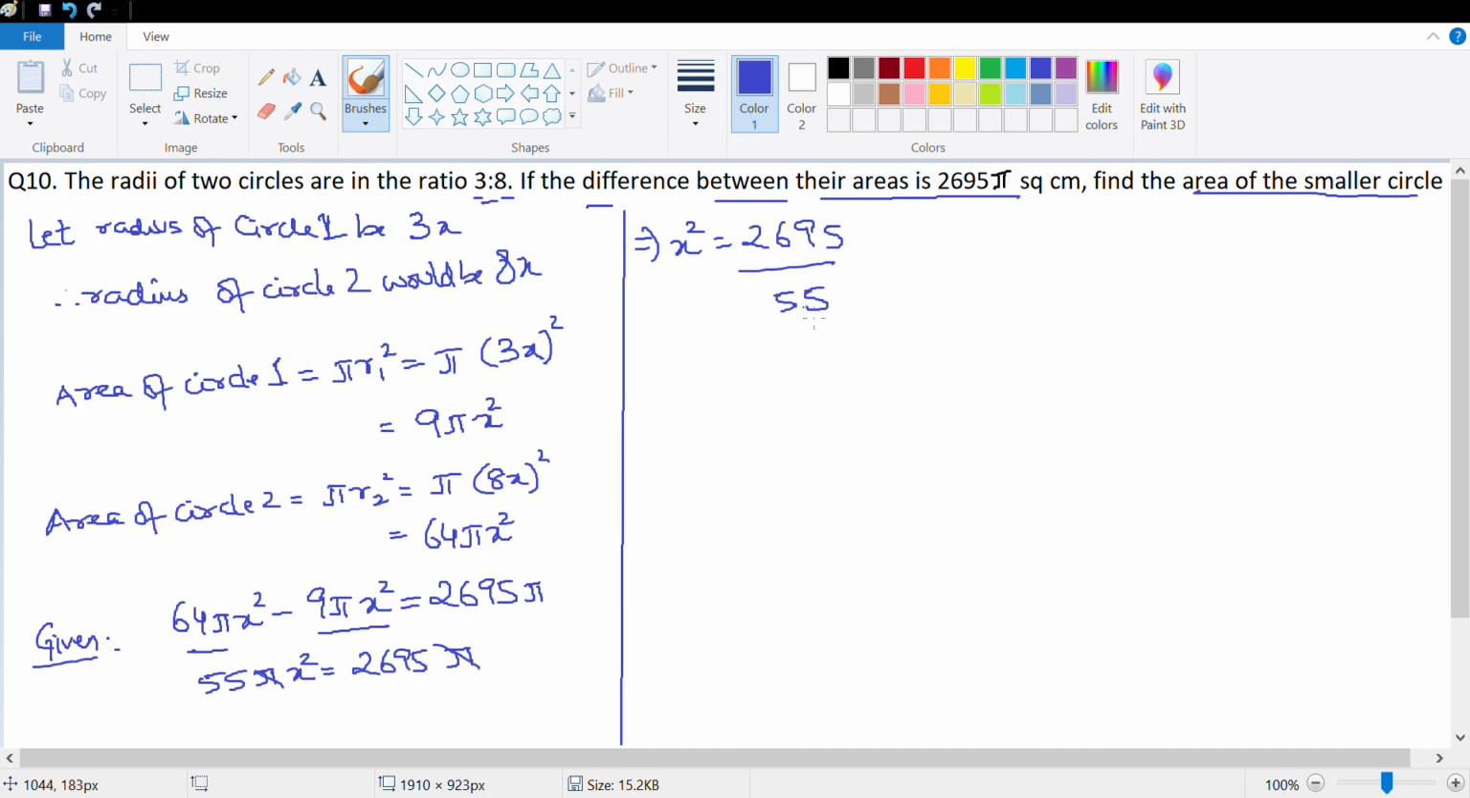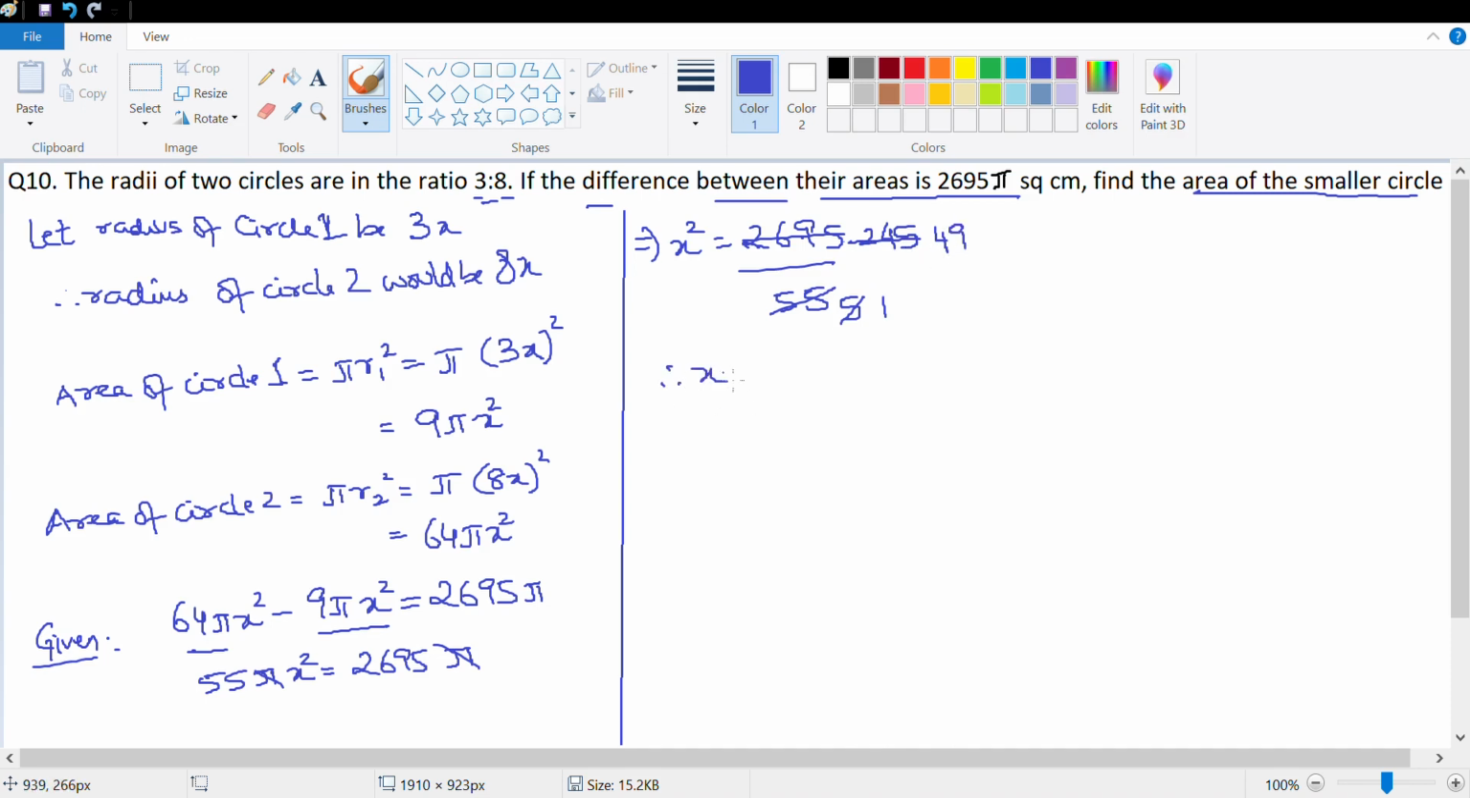This is divisible by 11. Let's see, 2 plus 9 is 11, and 6 plus 5 is 11. Yes, this would be divisible by 11. So 11 into 2, 22, that's 49. 11 fours are 44, leaves 5, which means 55. So this is 245. 5 fours are 20, and this is 49.